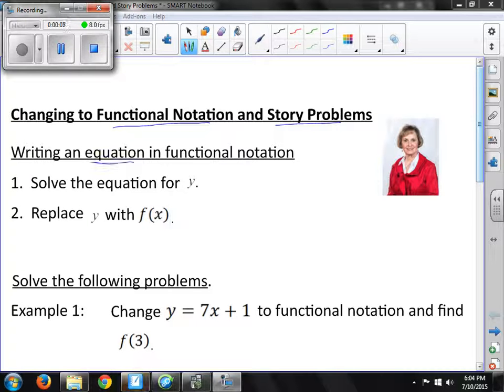Writing an equation in functional notation. We first need to solve the equation for y, and then we'll replace y with f of x. Y and f of x can be used interchangeably.